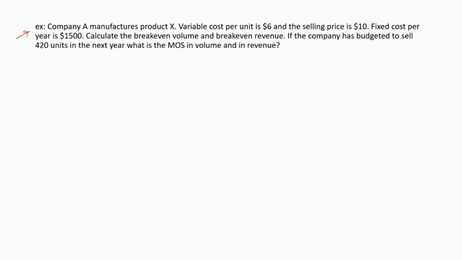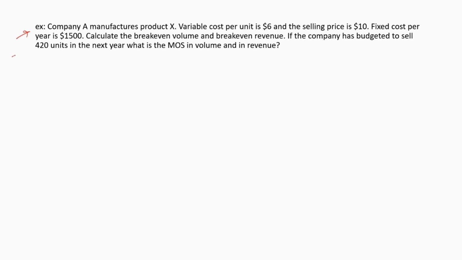Now let's do this example. Company A manufactures product X. Variable cost per unit is $6 and the selling price is $10. Fixed cost per year is $1,500. Calculate the break-even volume and break-even revenue. If the company has budgeted to sell 420 units in the next year, what is the margin of safety in volume and in revenue? This is the example question we did earlier.